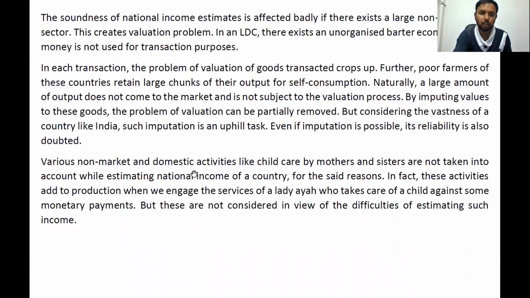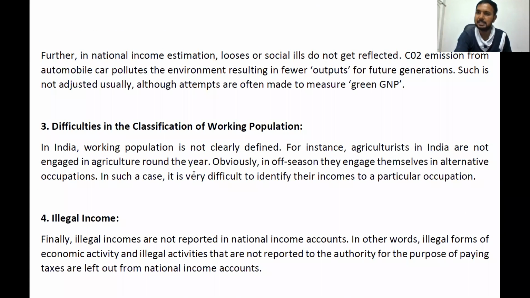And the third point of difficulty in measuring national income is difficulties in classification of the working population. Whatever income working people get, we will face a problem. The problem is, in India, the working population is not clearly defined. For instance, agriculturists in India are not engaged in agriculture round the year. Obviously, in the off season, they engage themselves in alternative occupations. In such a case, it is difficult to attribute their income to a particular occupation.